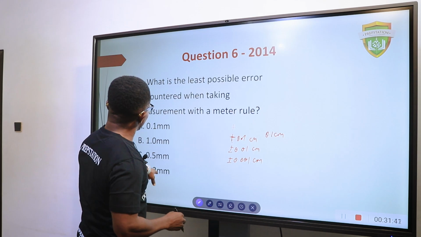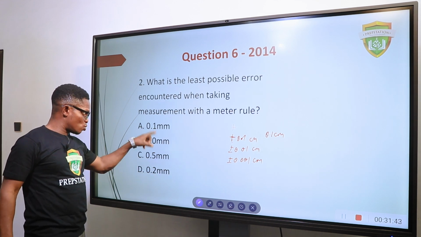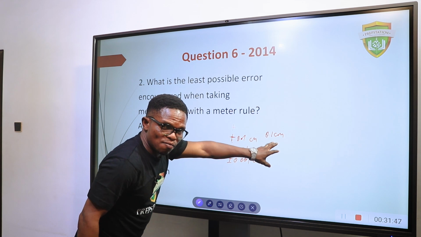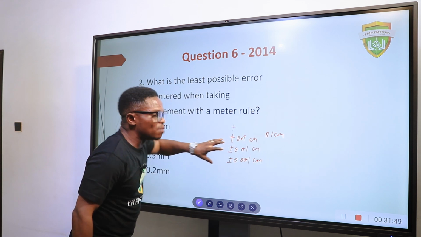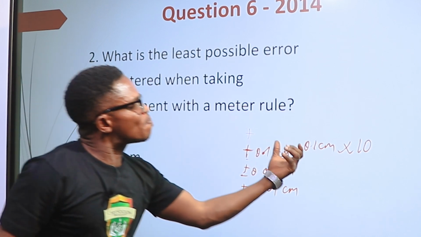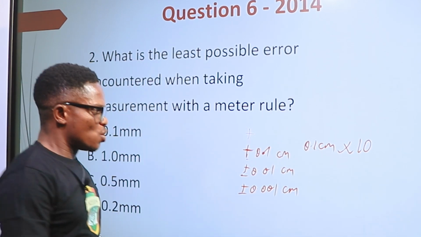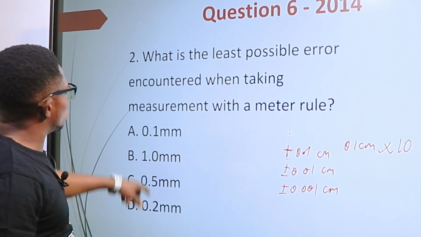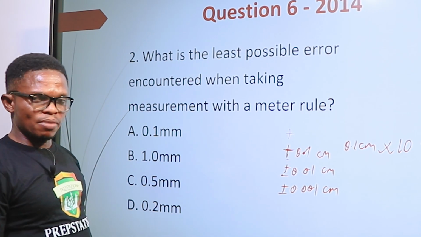Unfortunately, the answers are not in centimeter. So what do we do? Convert this back to millimeter. How do you convert centimeter to millimeter? Simply multiply this by 10. So if you multiply 0.1 by 10, you are going to get what? 1. So the answer to this question is B, 1.0 millimeter.